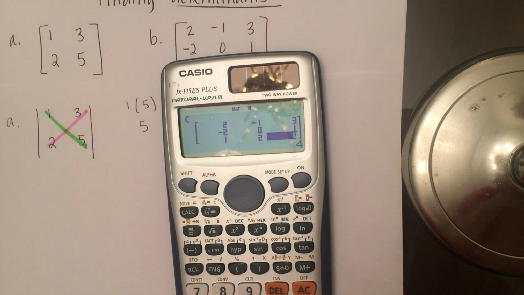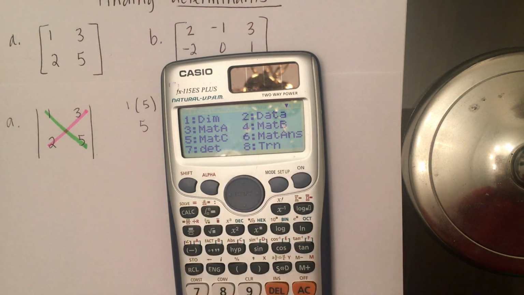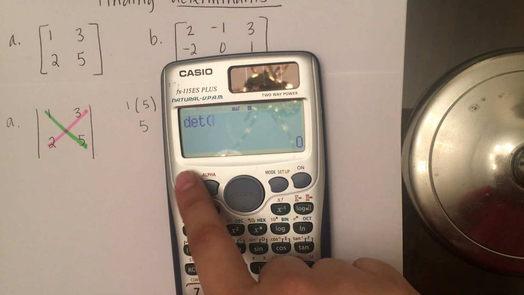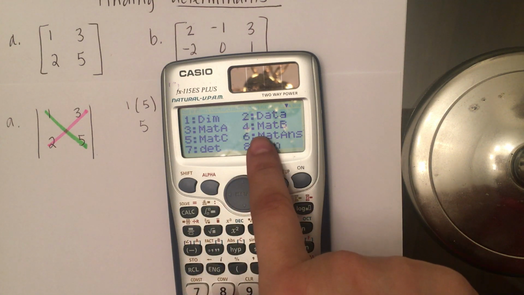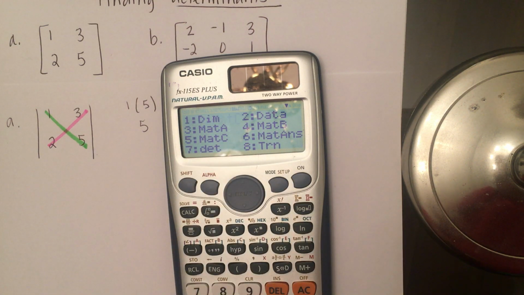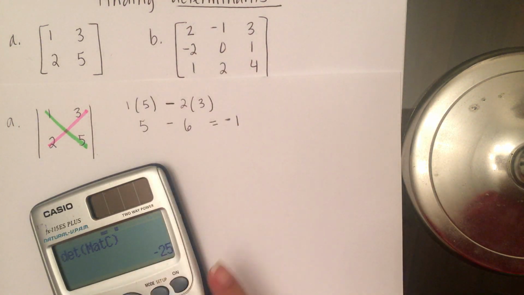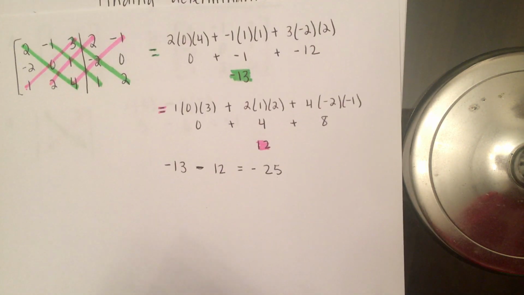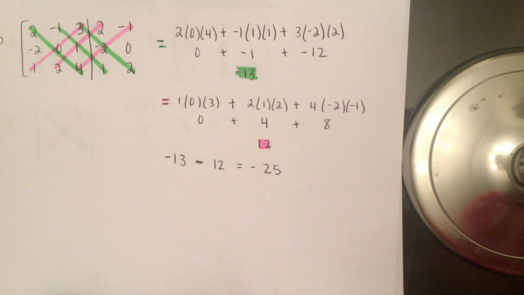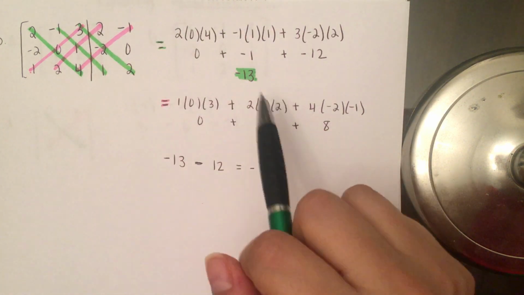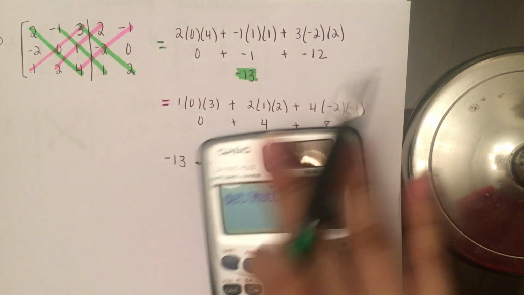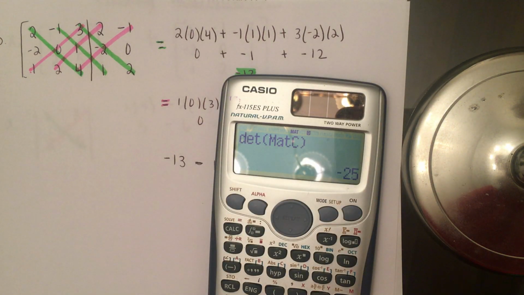So I want to find the determinant, so I'm going to go to Shift 4, option 7, determinant, and I have to remember where I put it. Shift 4, and it was matrix C, so that is option 5. Close parentheses, and the determinant is -25, which is what we had gotten when we went through that process. So like I said, these notes are going to be uploaded, but if you want to do it by hand, you're more than welcome to do it by hand, but I got the same answer also using my calculator.